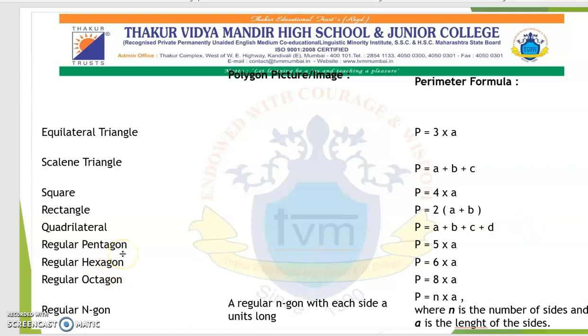In a regular pentagon, we have 5 sides. Pentagon means 5 sides. Each side is of A units. Perimeter equals 5 into A. In a regular hexagon, how many sides are there? 6. Each side is of A units. Perimeter equals 6 into A. Regular octagon, perimeter is equal to 8 into A because an octagon has how many sides? 8. If we have a regular polygon having n sides, then perimeter will become P equal to n into A, where n is the number of sides and A is the length of the side.